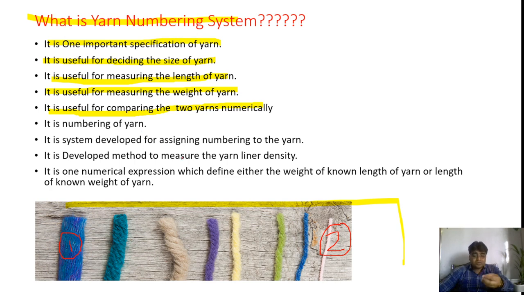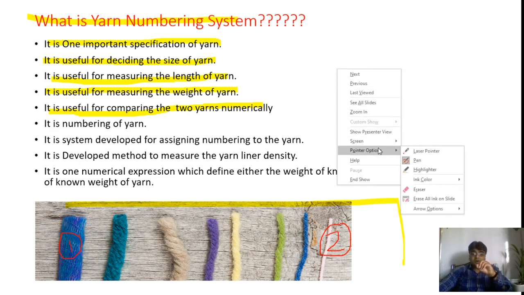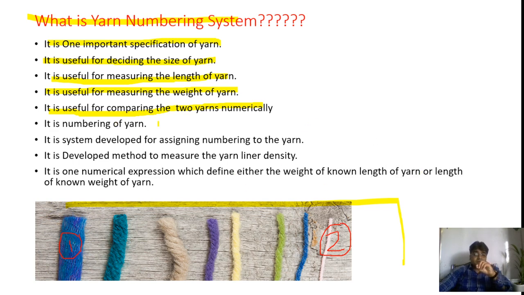If you compare this number 1 yarn and the second number yarn, what is your conclusion? The second number is thin in nature and number 1 is very thick in nature. Now consider these yarns are not in front of you. Instead, if two numbers are there, through those two numbers you can compare the size of that particular yarn. So for what purpose is it very helpful? For the purpose of comparing.